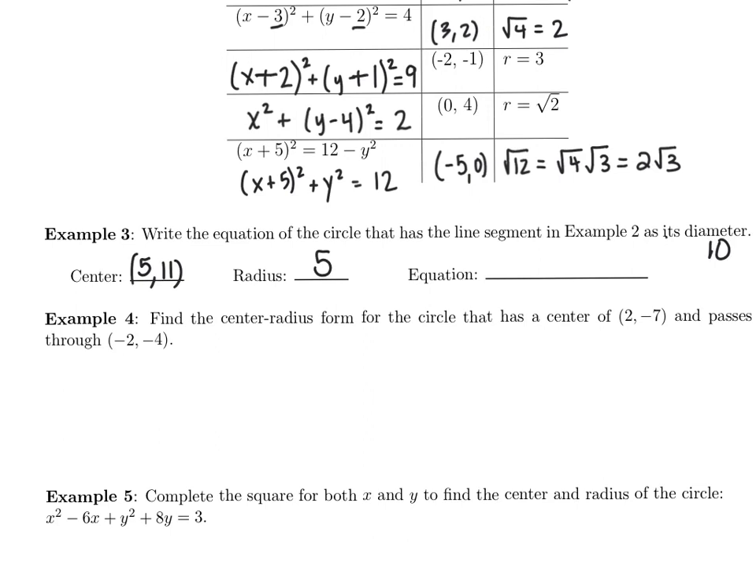So we can immediately go into our equation of a circle. x minus 5 squared plus y minus 11 squared, and I didn't write an 11, equals 5 squared, which is 25.